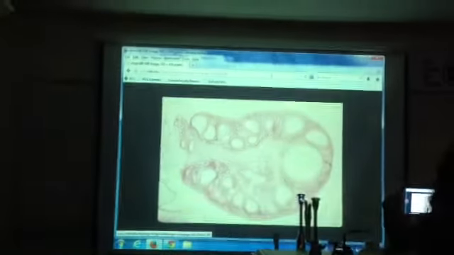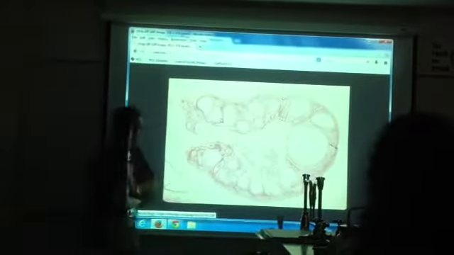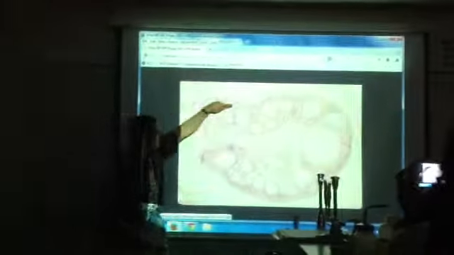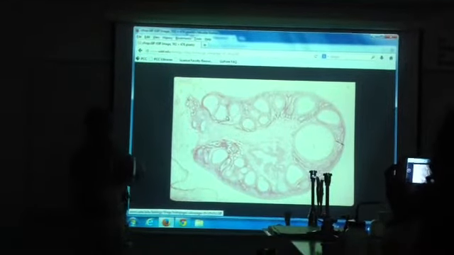What organ is this? It's an ovary. How'd you know? Look at all those follicles, right? So now we're going to try doing our follicles. If I were pointing up here in these little tiny circles, what do you think that would be? Primordial. What oocyte do you think that is?